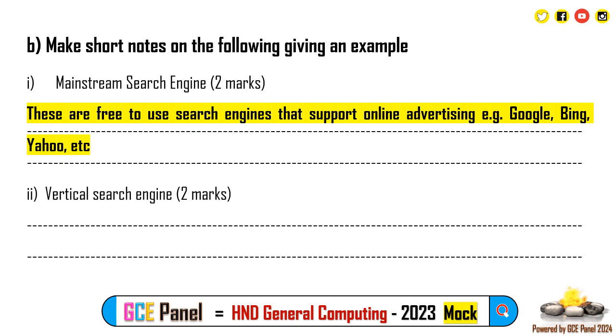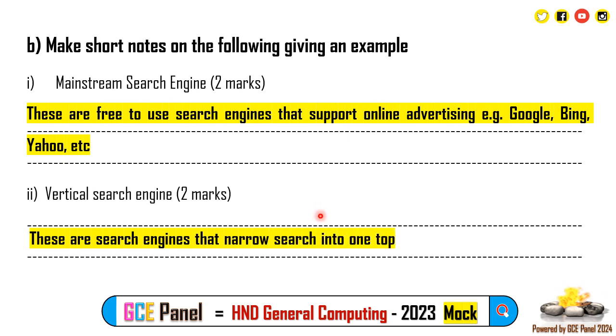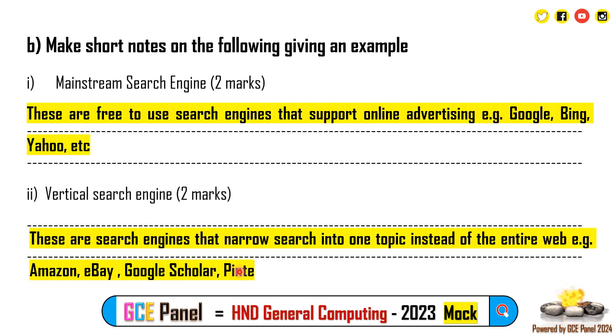But for a vertical search engine, the search is narrowed. They don't search the entire web. It is focused on a particular brand or niche or product. For example, you have Google Scholar, right? You have Amazon and so on. So a vertical search engine is a search engine that narrows search into one topic instead of the entire web, e.g. Amazon, eBay, Google Scholar, Pinterest. Okay, so all these are vertical search engines. They narrow down the search into something, not the whole.